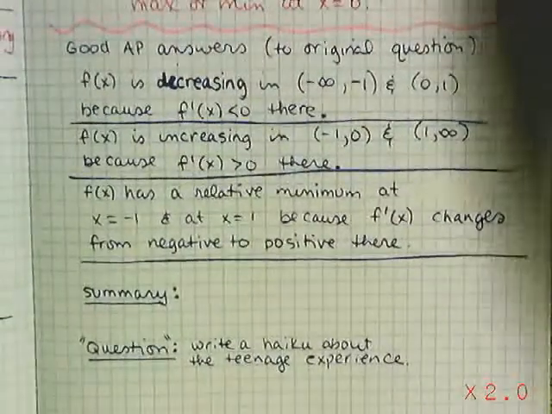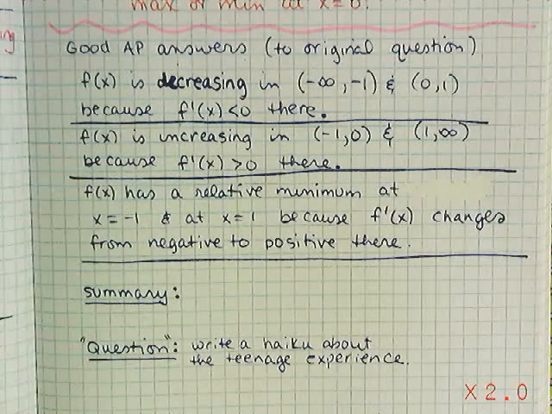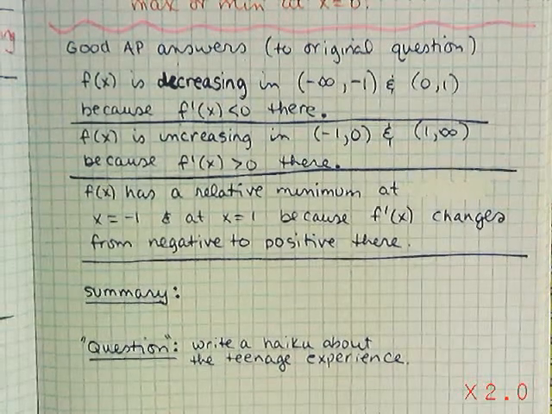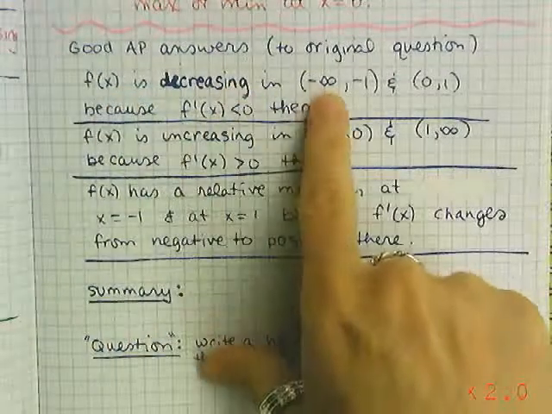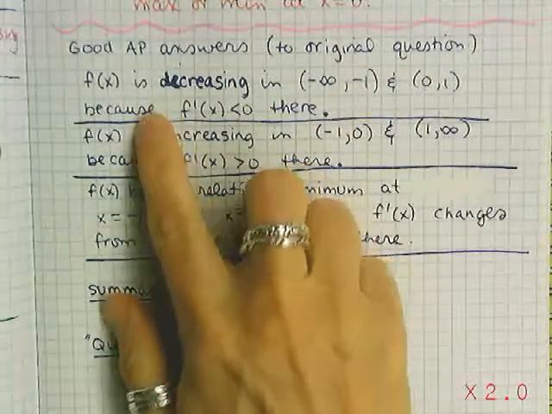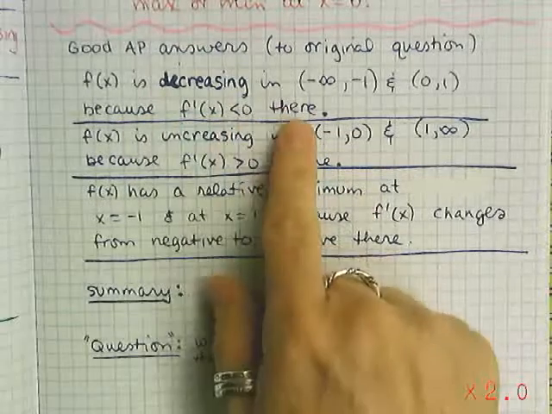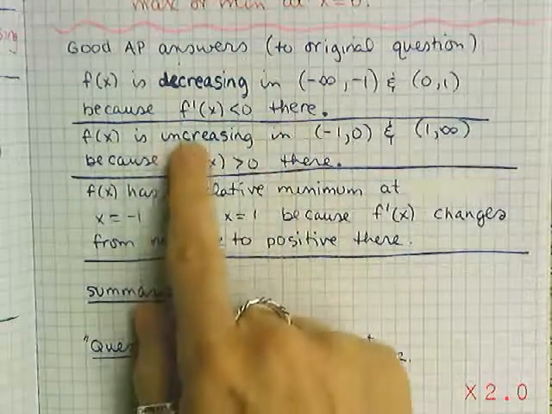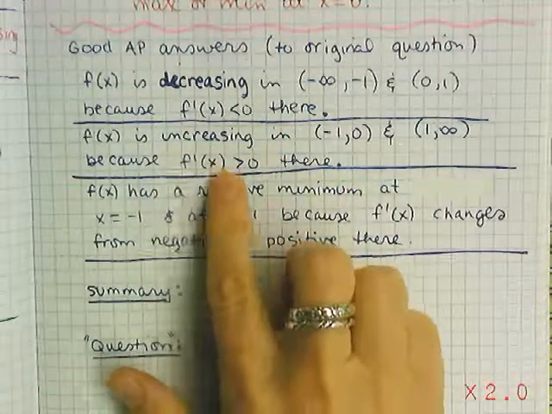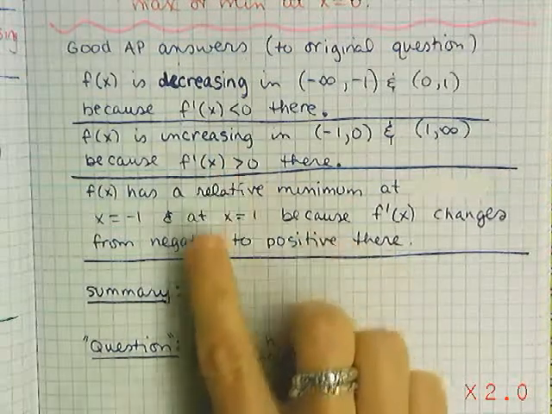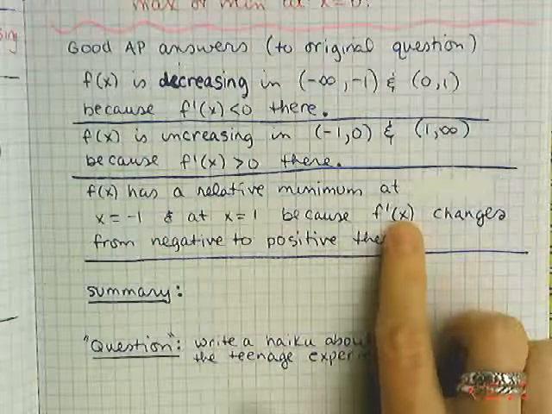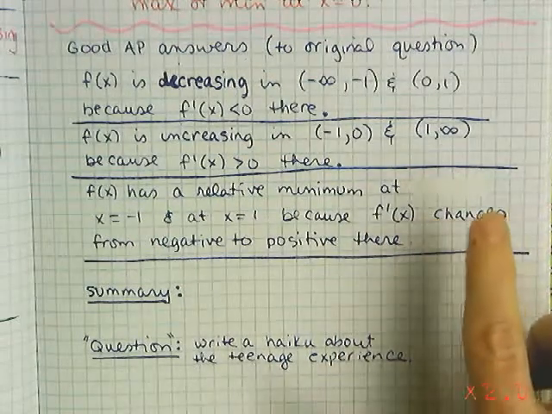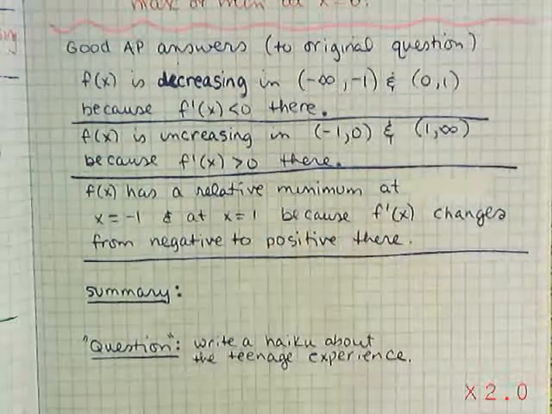Here are some good AP answers. This is what they're looking for. A function is decreasing, you give the range, and you give a reason: because the derivative is negative there. Good enough. It's increasing in the range because the derivative is positive there. Good enough. It has a relative minimum. If this is the case, this is what you need to write, because the derivative changes from negative to positive there.